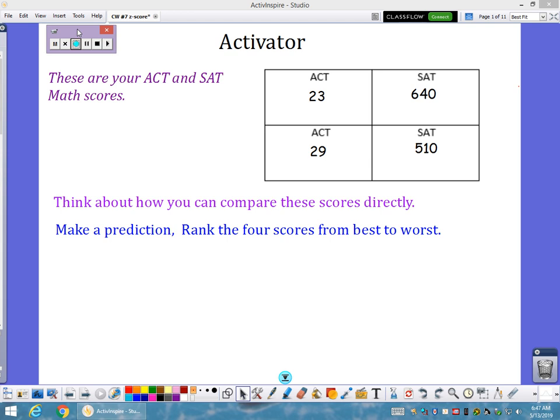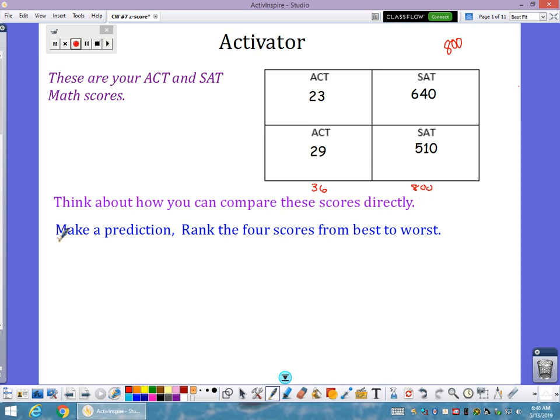All right, so these are your ACT and SAT scores. Sorry, we made this lesson when the SAT was still out of 800. Now they've gone back to the 1600 scale, so we're just going to pretend a student four years ago had these SAT and ACT scores. What I want you to do is think about how you can compare the scores directly. The ACT is out of, what is it, like 36, and this was out of 800, so they're on very different scales. How do we compare them? Which score was the best? Which one was the worst?